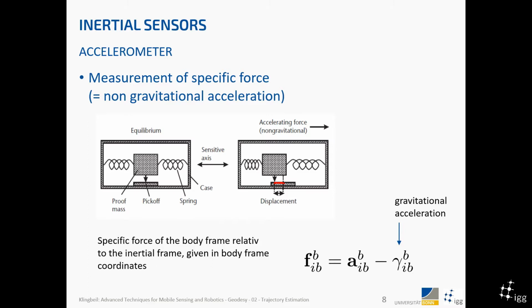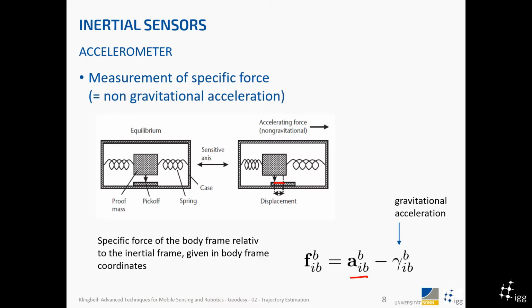Okay, so the specific force of the body relative to the inertial frame, given in body frame coordinates. This is what we get from an accelerometer, right? This is the specific force of the body frame with respect to the inertial frame, given in coordinates of the body frame. And what it means is that it has the actual acceleration minus the gravitational acceleration.